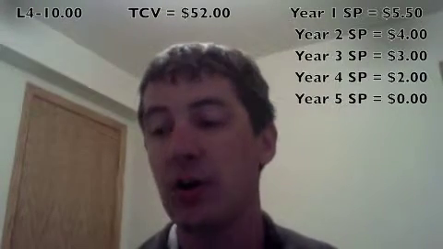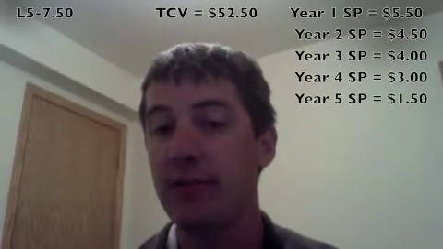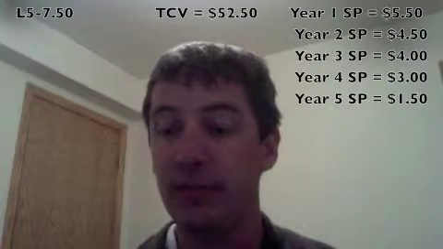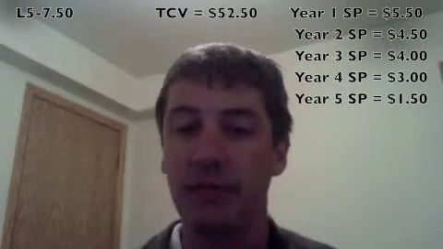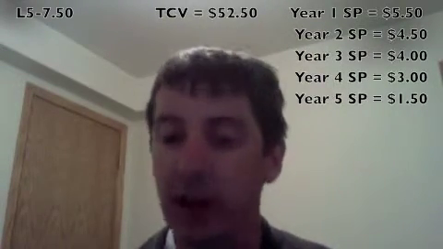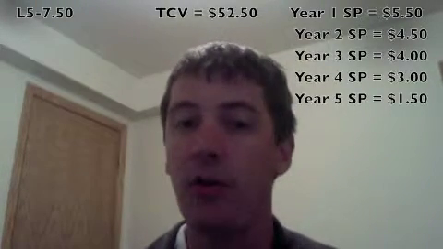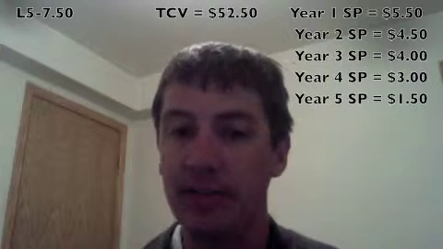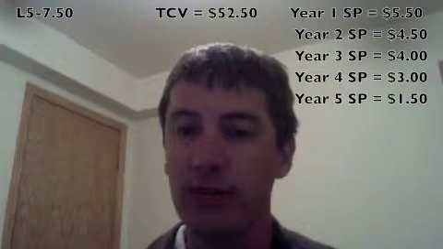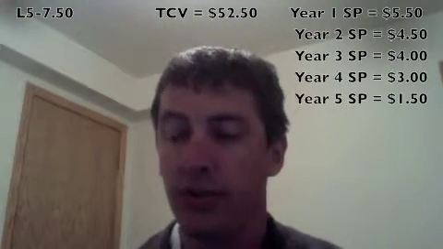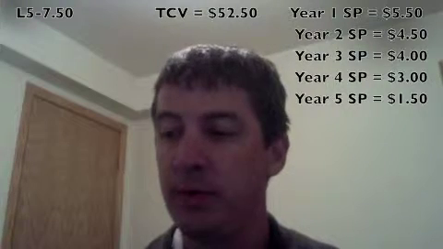And now let's go 5-year deal for that $52.50, which is an L5 $7.50. Again, you're saving a lot of money on the front end, but let's look at how that SP breaks down over the years. It's $5.50 the first year, $4.50, $4, $3, and then $1.50.